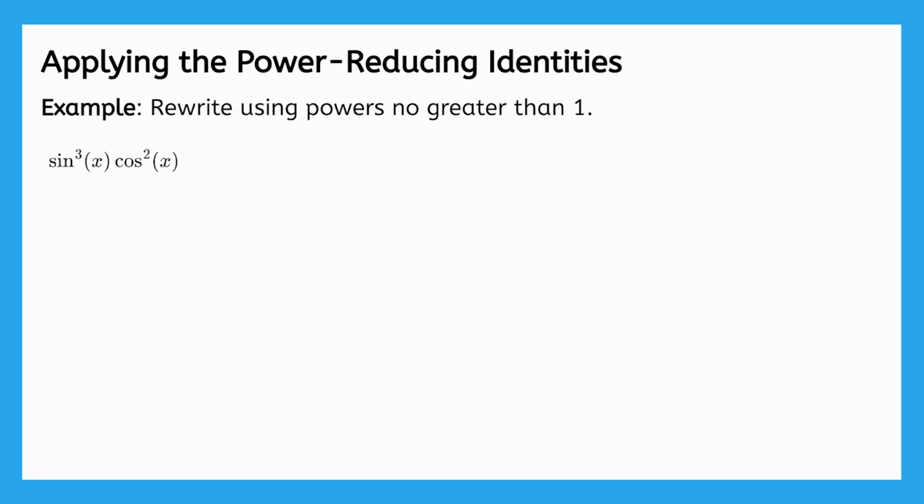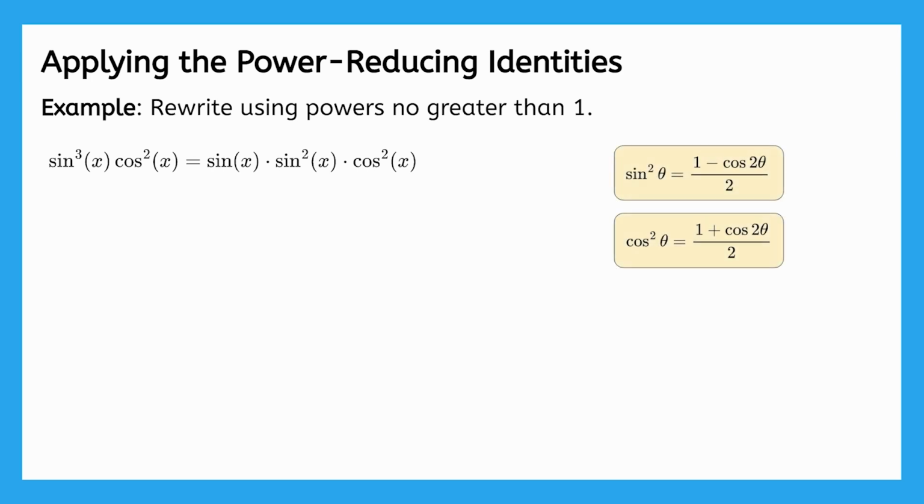In this example, we want to rewrite the expression sine cubed x cosine squared x using powers no greater than 1. This method is often very useful when integrating in calculus because rewriting higher power terms into linear forms makes it easier to integrate directly. To start rewriting this particular expression, we will want to split sine cubed x into sine x and sine squared x so that we can apply the power-reducing identities.